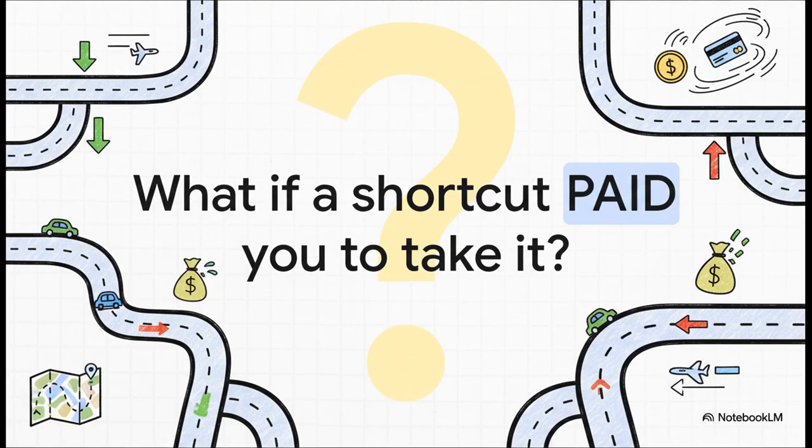So think about this for a second. Imagine you're planning a trip. You've got a map with all these different roads, and some of them have tolls. But here's the twist. Some of them offer cashback. They literally pay you to drive on them. So how in the world do you find the cheapest possible path when getting paid is part of the equation?